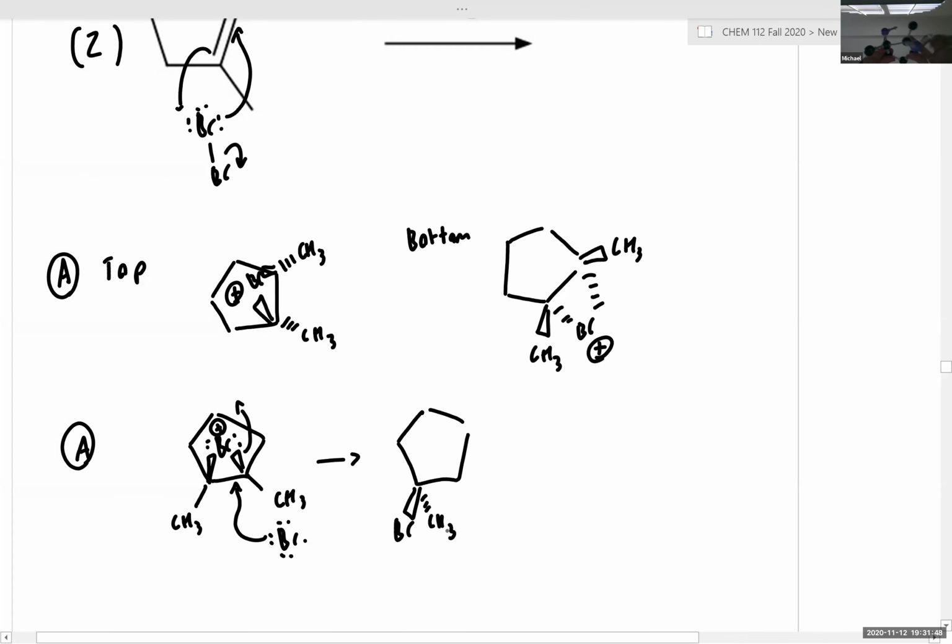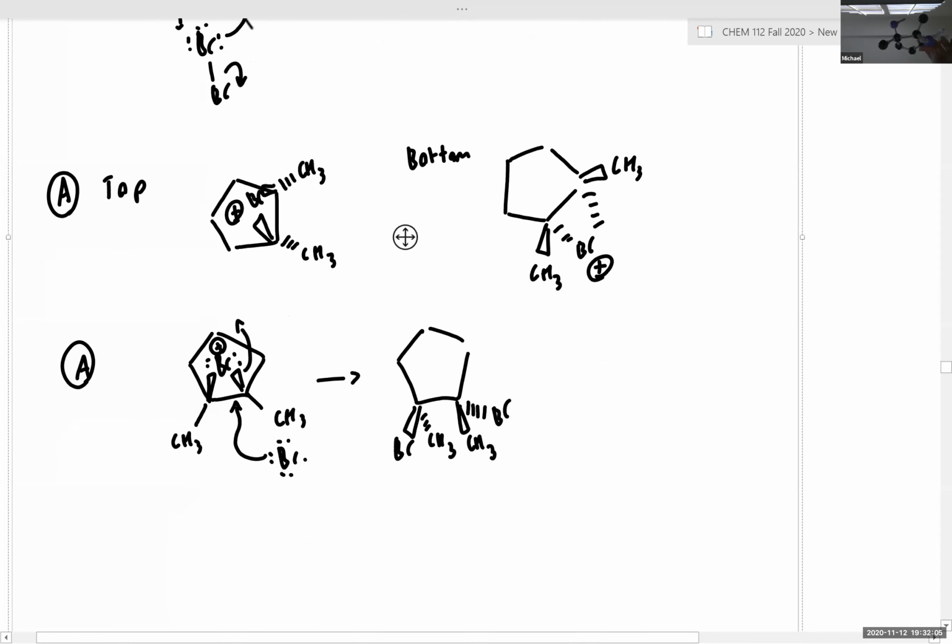And on the right-hand side, what species is pointing up? The methyl. So the methyl is pointing up and the bromine's pointing down. That's option A. Okay, let's look at the attack from the bottom face, which would be option B.